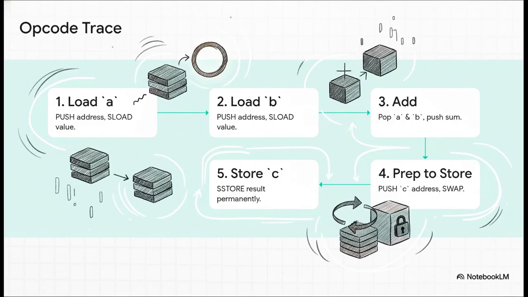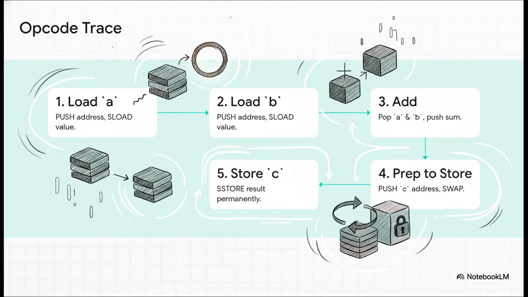Okay, let's trace this one line of Solidity. C equals A plus B. First, we push the storage location of A onto the stack. Then, we use sload to replace that address with its actual value. We do the exact same thing for B. Push its address, then sload its value. Now, the stack has the values of B and A.